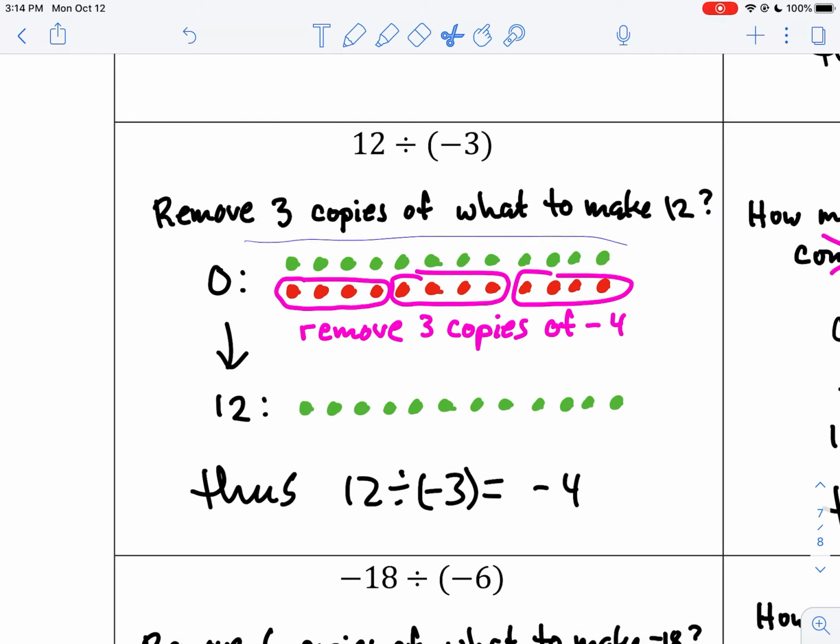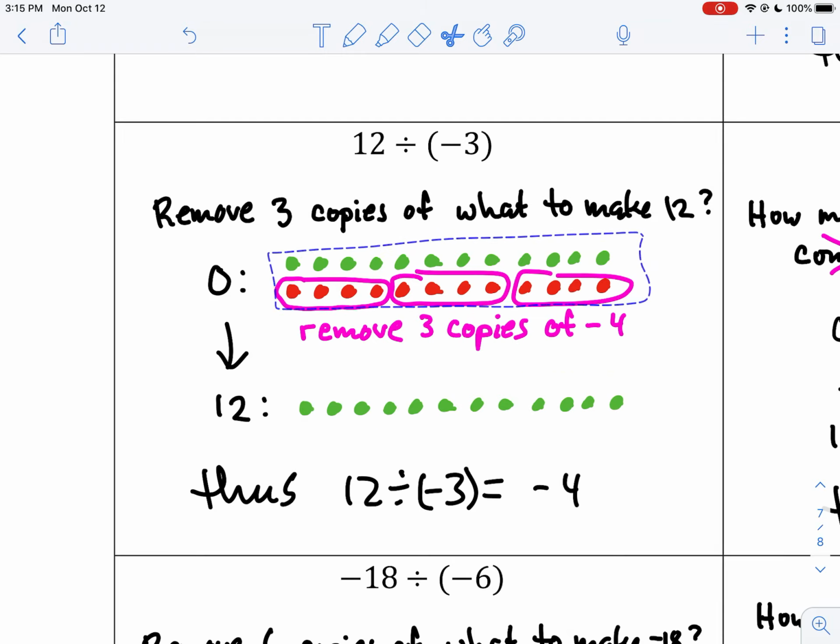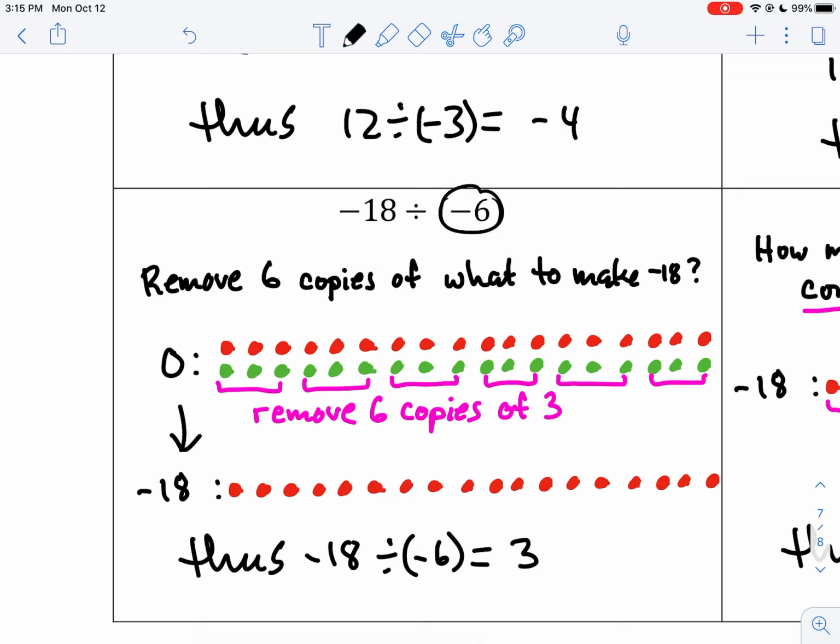Well, I'm going to start with 0. Here's the result, I want to produce 12. And so I'm going to start with a 0 that has 12 greens and 12 reds. And then I can see how many copies of what need to be removed. Well, if I remove the 3 copies of the -4, that will yield +12. Therefore, 12 divided by -3 is -4 by the partitive meaning for division. And similarly here, we have a negative multiplier again.